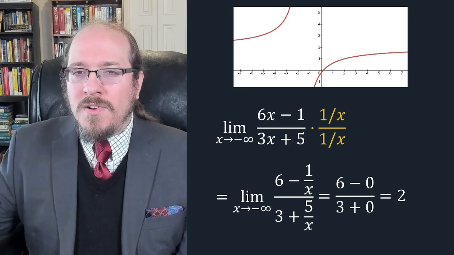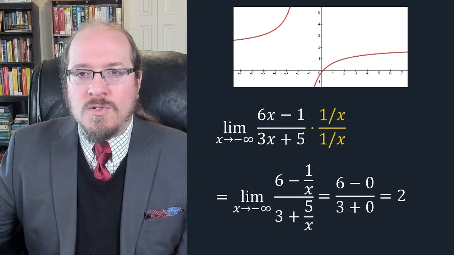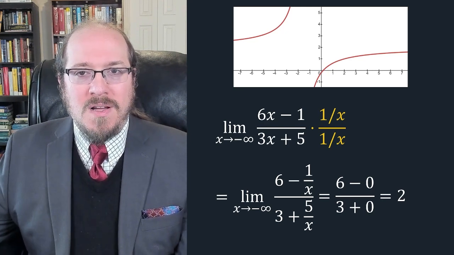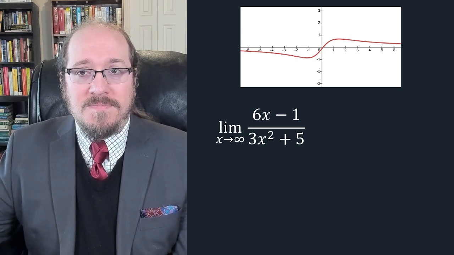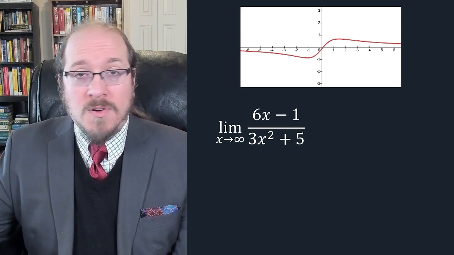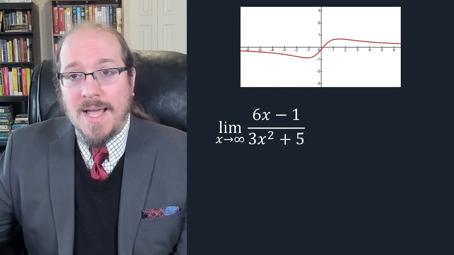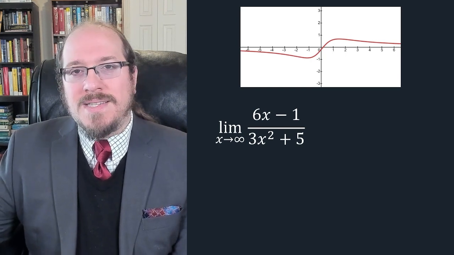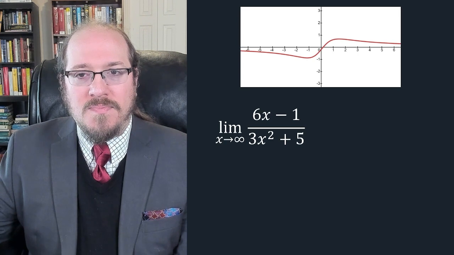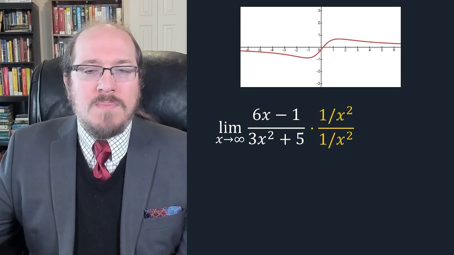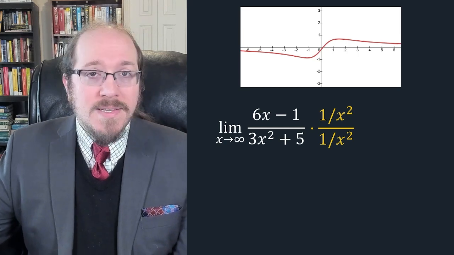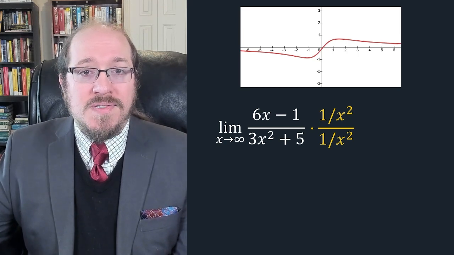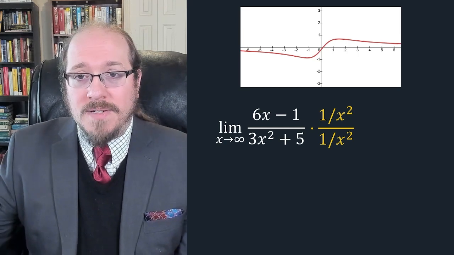But what if the numerator and denominator grow at drastically different rates? What if we change the denominator to, say, 3x squared plus 5? Now, the denominator grows much faster than the numerator, and the overall fraction shrinks down closer and closer to 0. We can show this by multiplying the numerator and denominator by 1 over x squared, since x squared is the highest power of x, appearing in either part of the fraction.